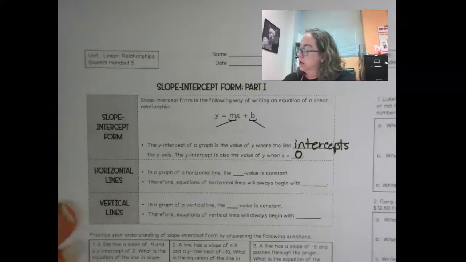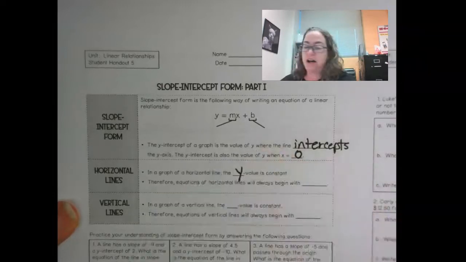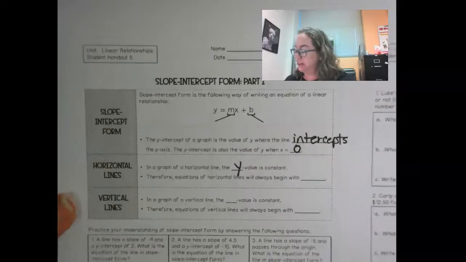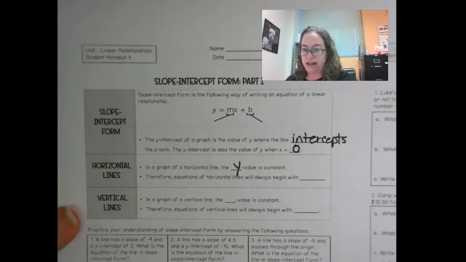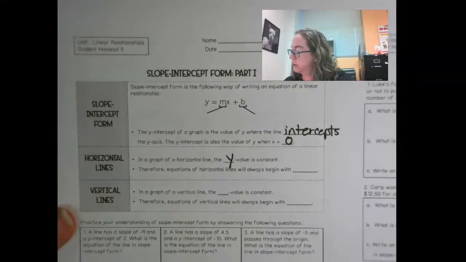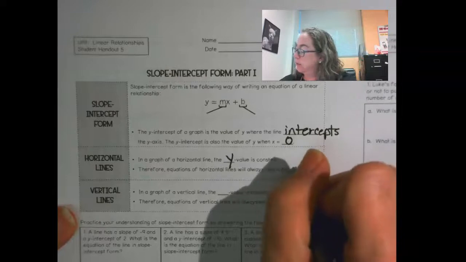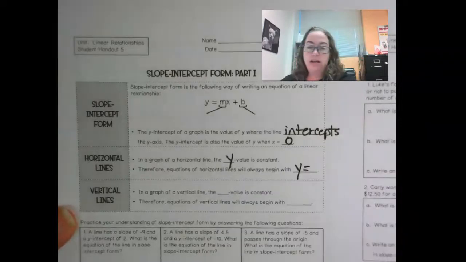So, the next part, in a graph of a horizontal line, the y value is constant. So that doesn't change when it's a horizontal line. That's just a flat line where the slope equals 0. Therefore, equations of horizontal lines will always begin with y equals. That's why we go into y equals mx plus b.